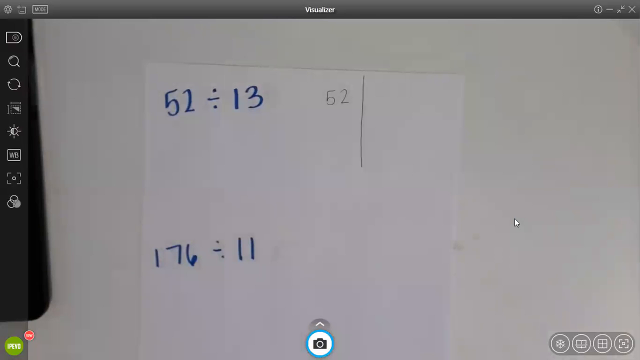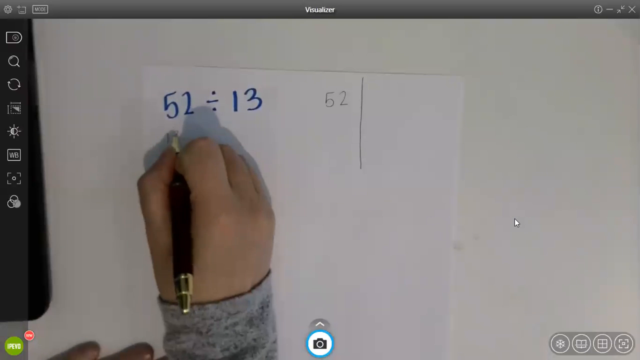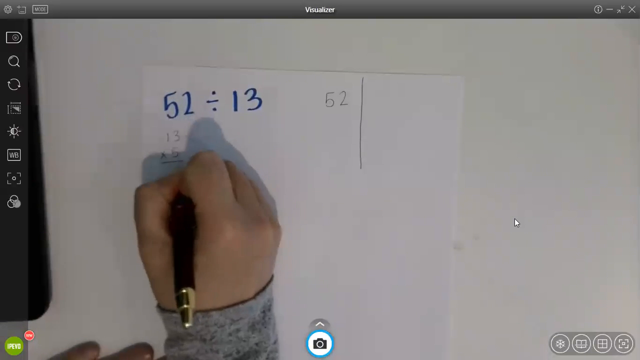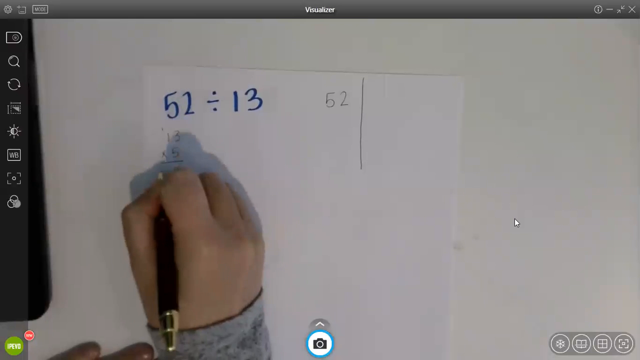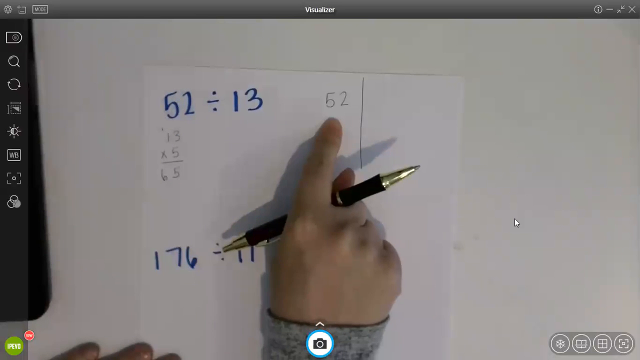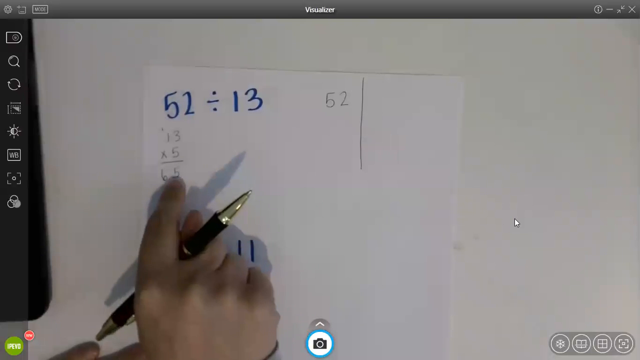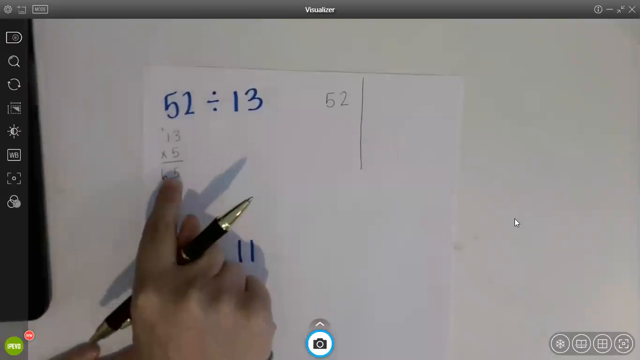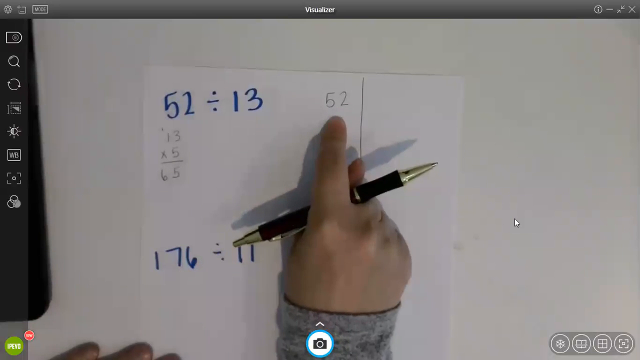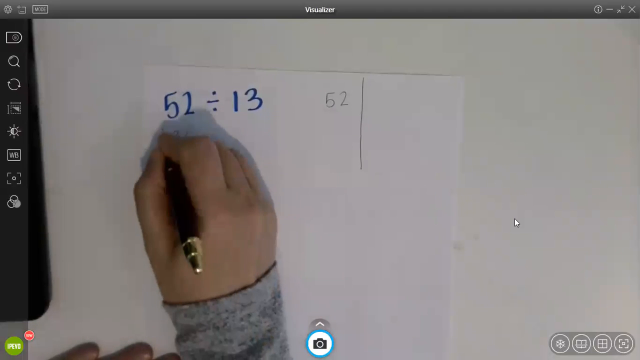Now, I do want to point something out to you. Let's just say my good guess was, I think there are 5, and I did 13 times 5. I should right away see that is not correct, because that is too much. So remember that you always have to be equal or less than what you're starting with. So 5 was too much.